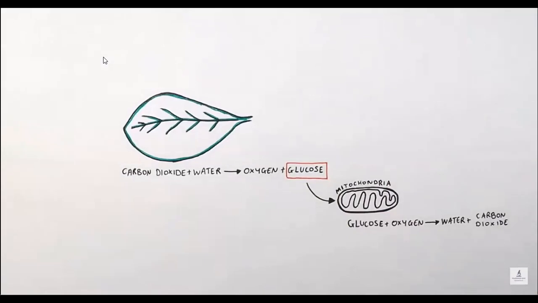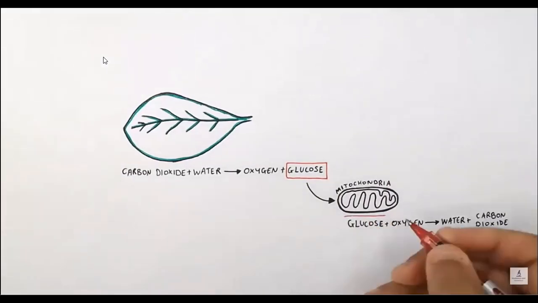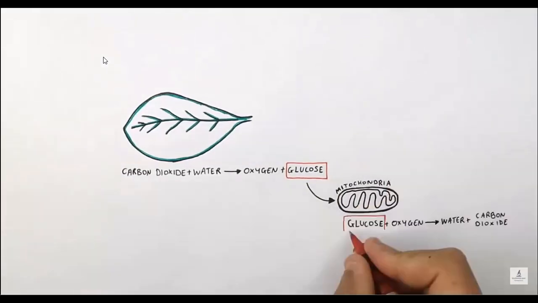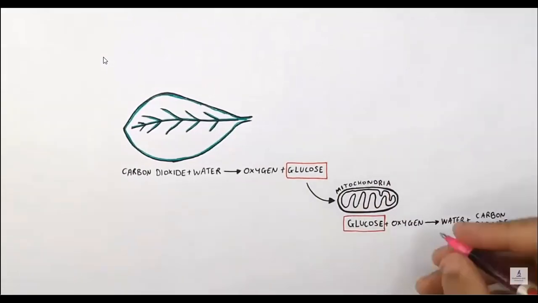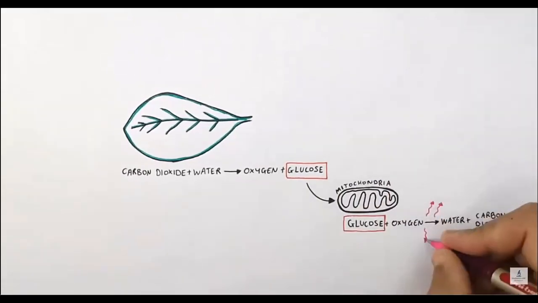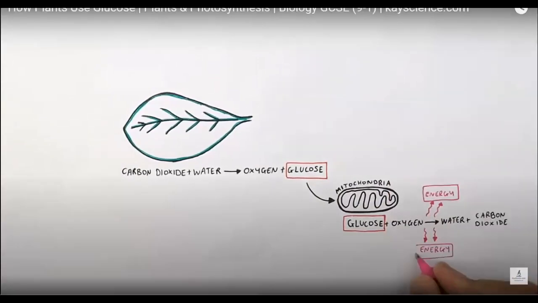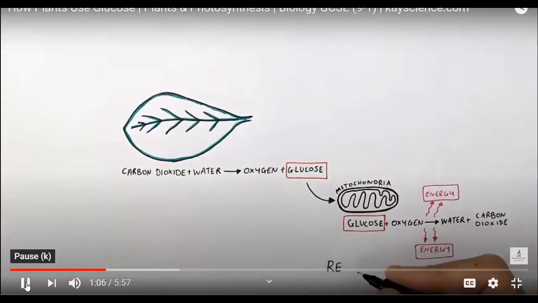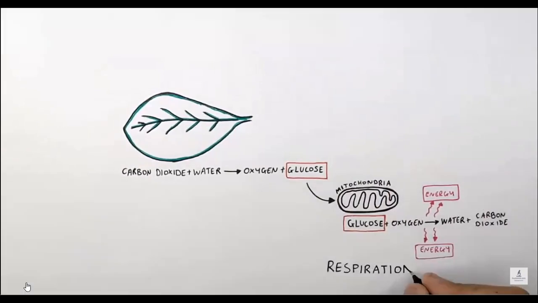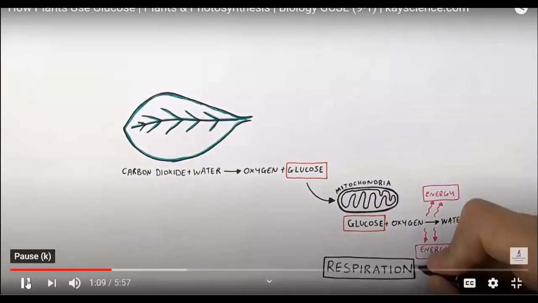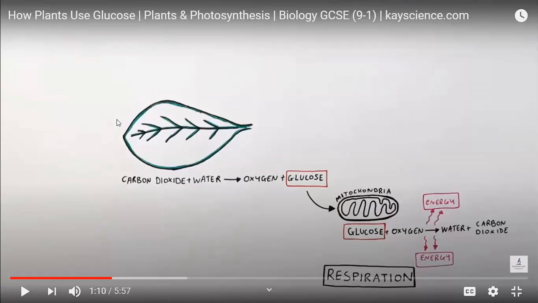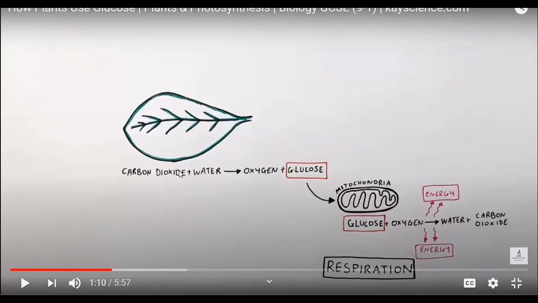So this here is aerobic respiration, which is the complete combustion of glucose in the presence of oxygen. And this releases energy. So there is a release of energy during this reaction. And this process is called aerobic respiration. So glucose is used for respiration. So as we can see, they are opposite to each other. The photosynthesis was using carbon dioxide and water, and it produces the oxygen with glucose.